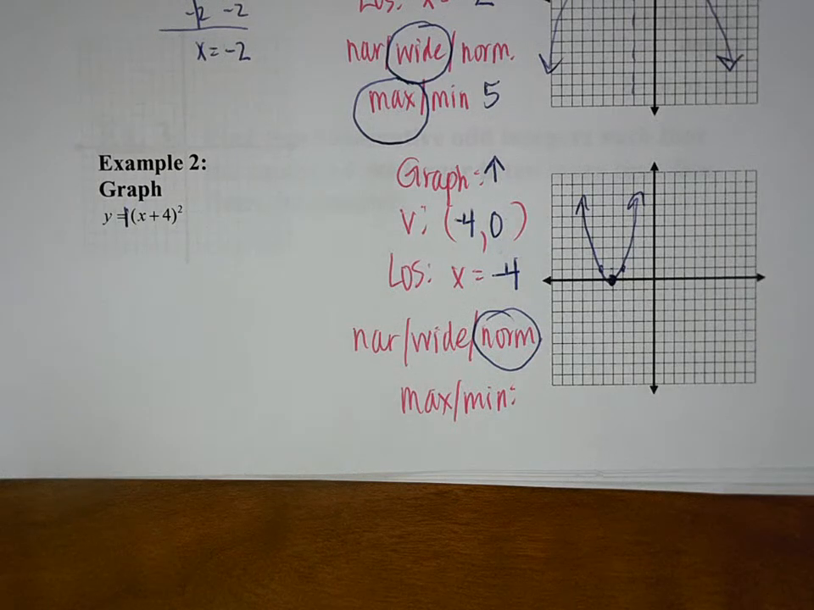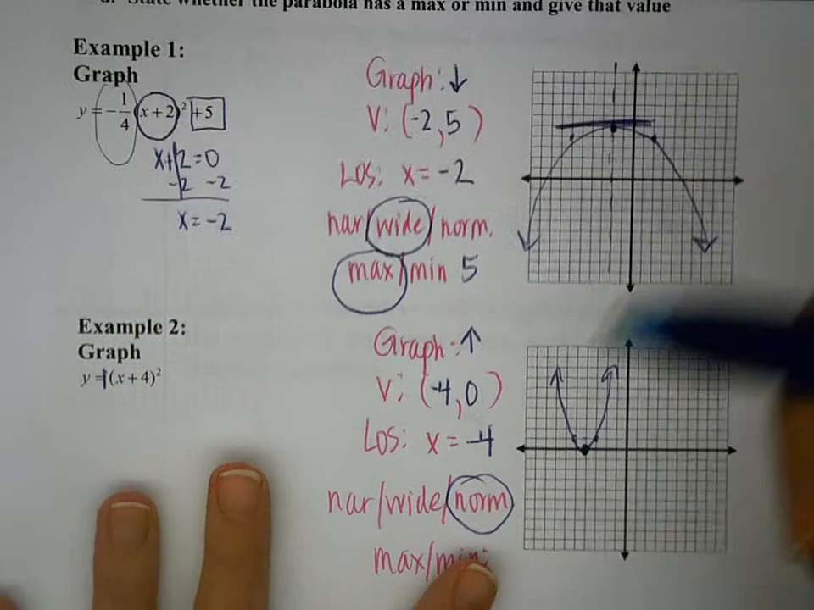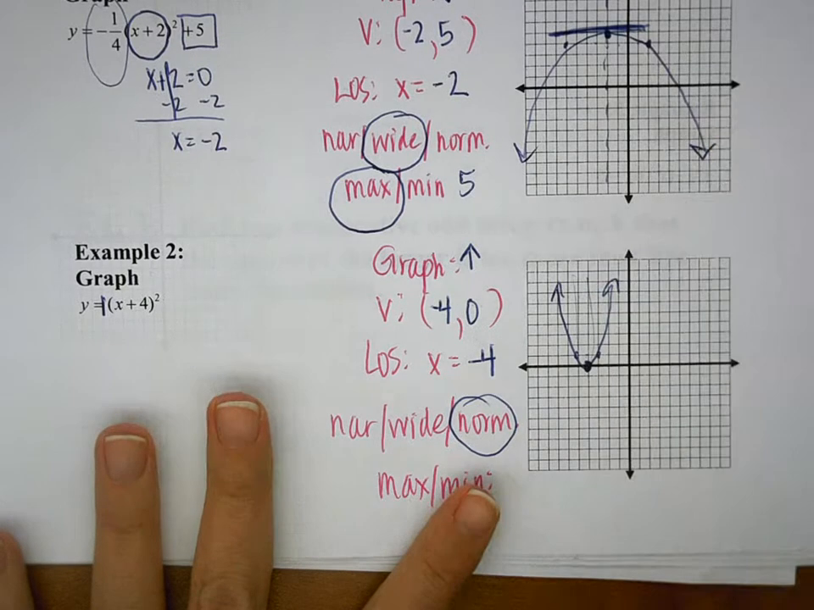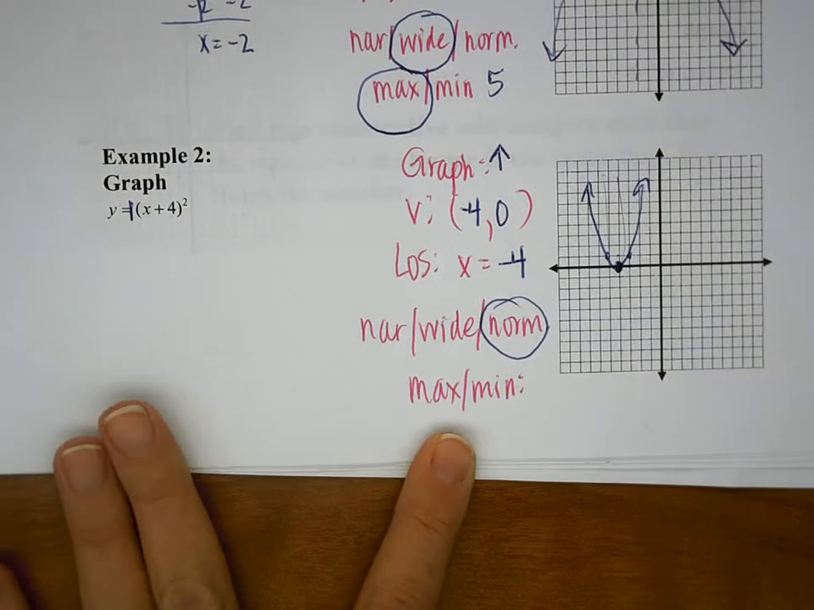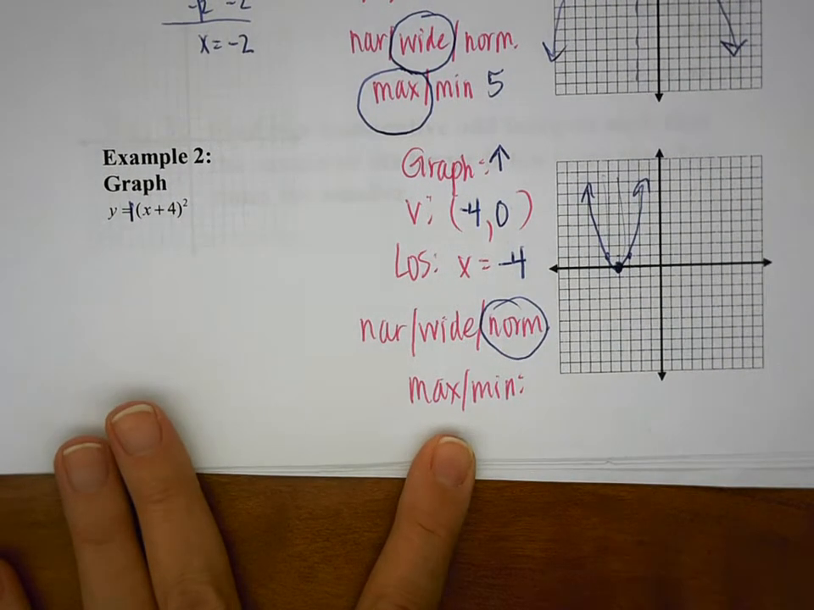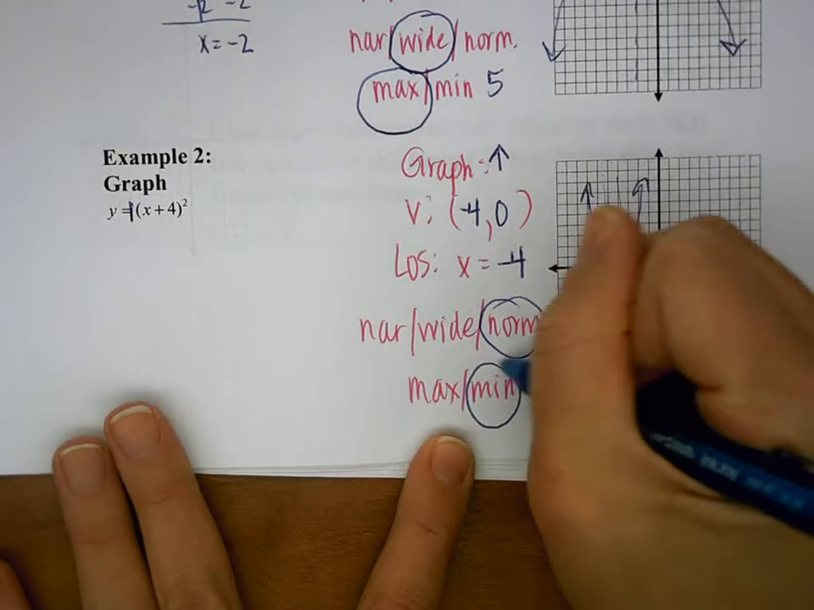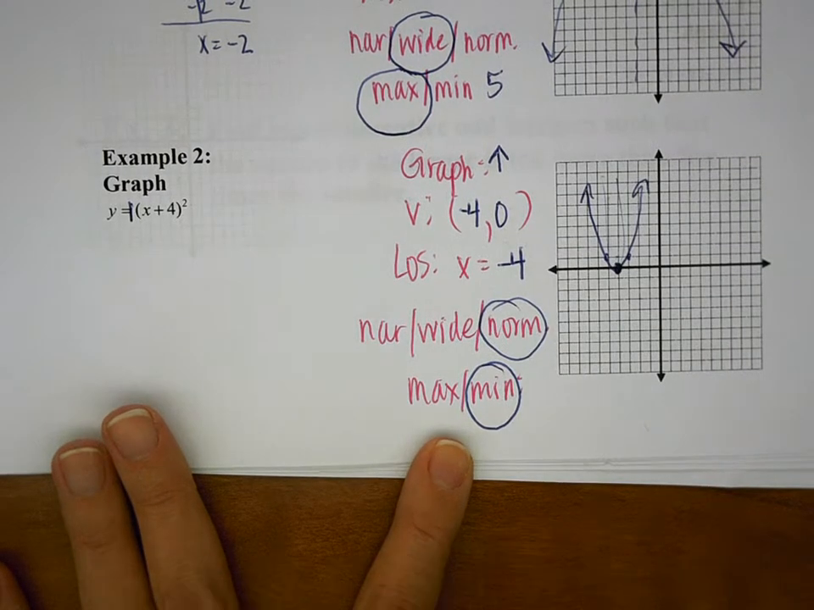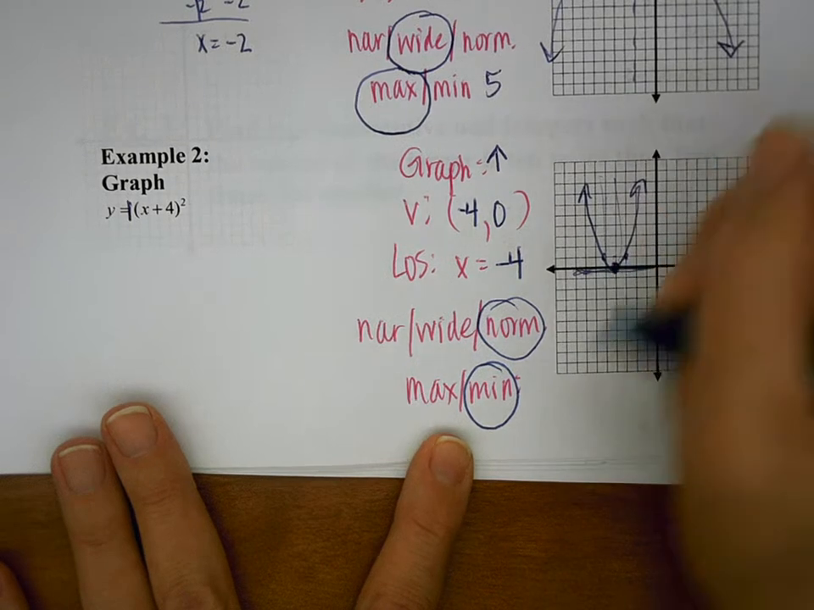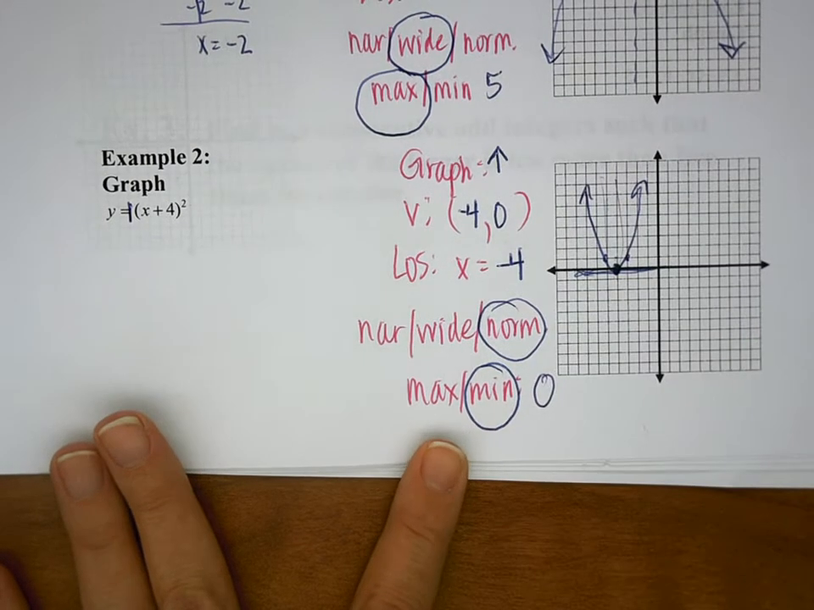You could have made this a little wider if you wanted to, but a narrow one will just be a lot skinnier than this. Okay? And is this a maximum or minimum value? Minimum, because everything else is greater. And what is your minimum value? 0. It's at 0, right? So that minimum value is 0.